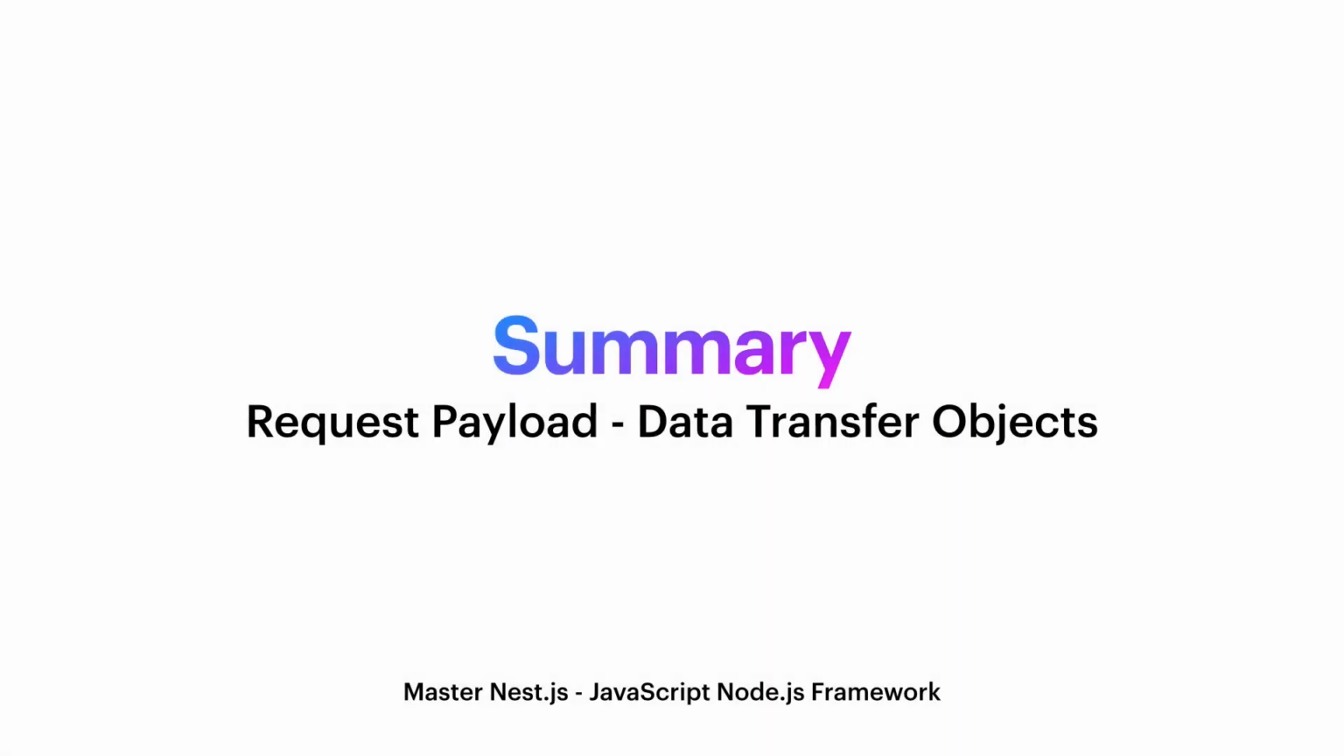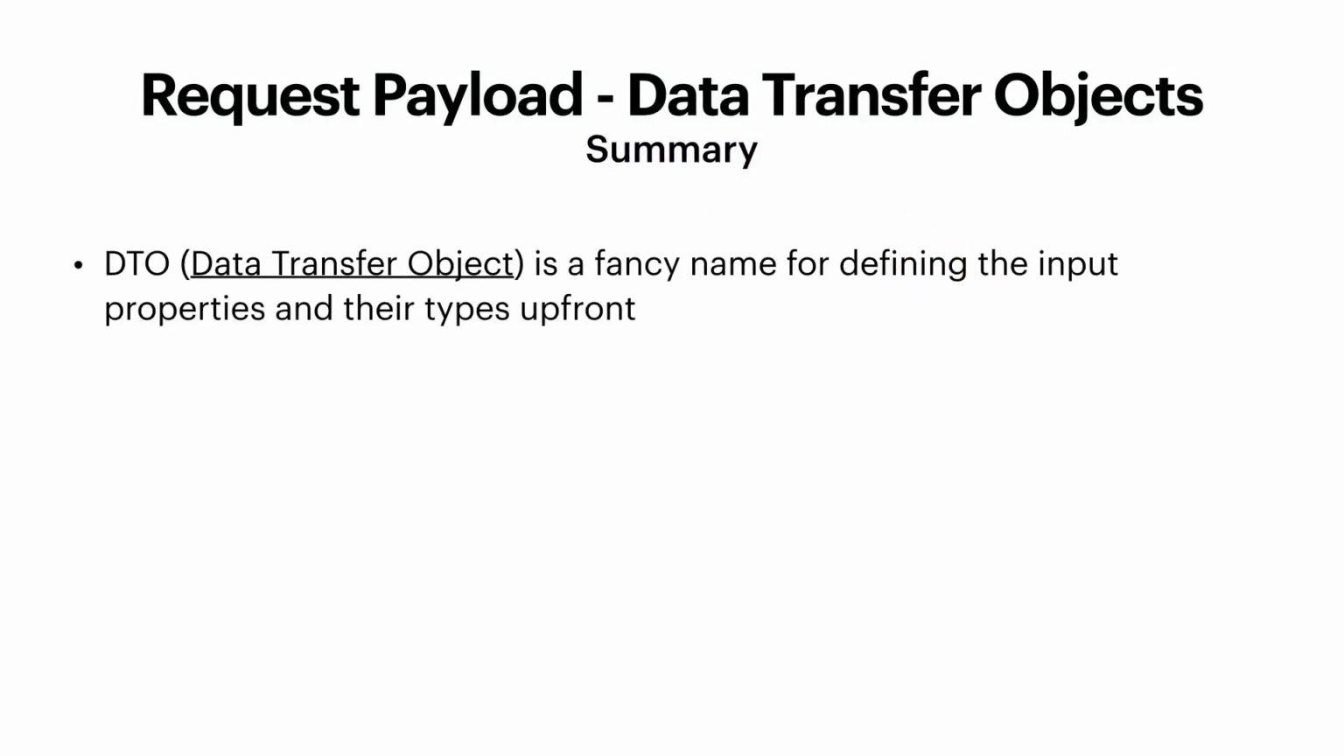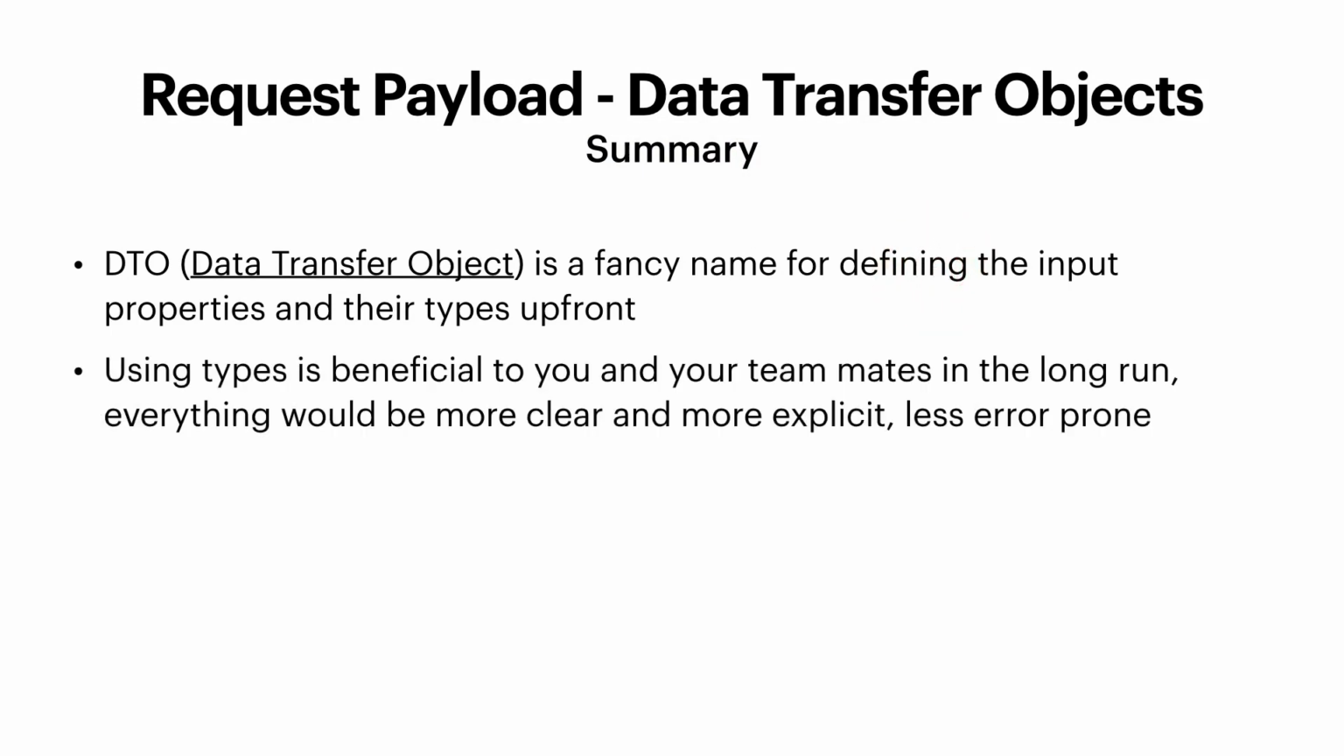Now let's have a quick summary. DTO is a fancy name for defining the input properties and their types up front. Using types is beneficial to you and your teammates in the long run. Everything would be more clear and more explicit, less error prone.